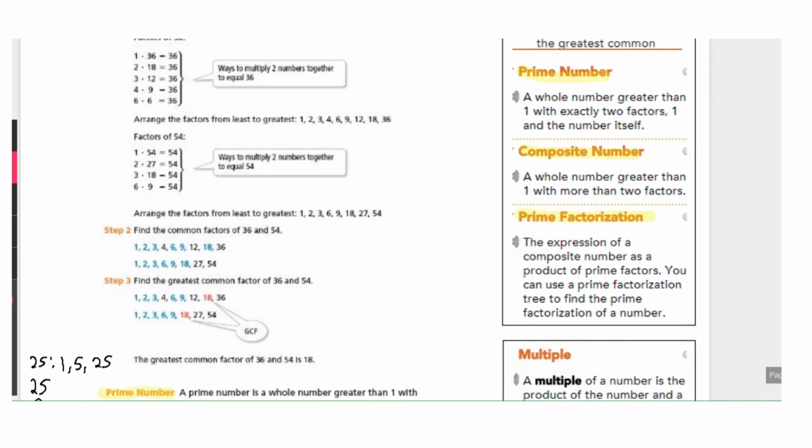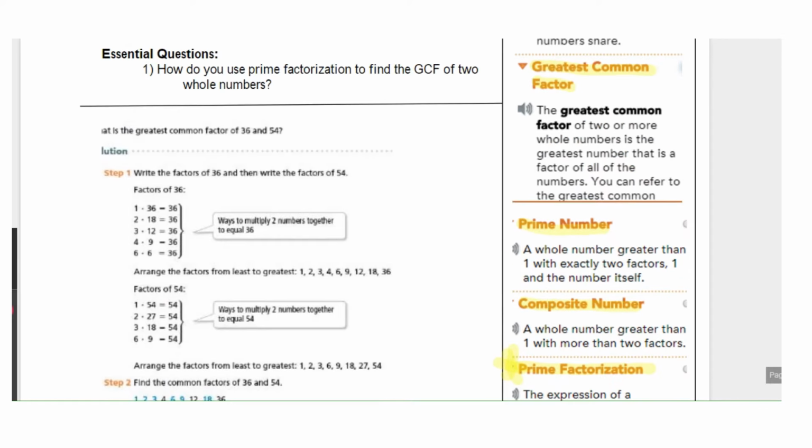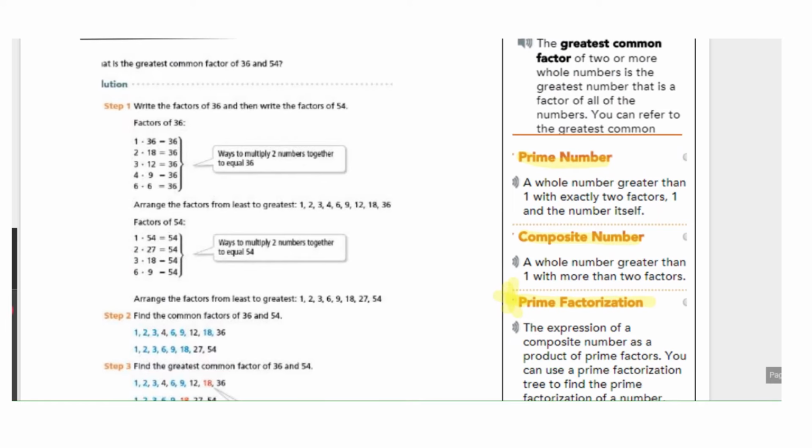You can use the prime factorization tree to find the prime factorization. This is what we're really going to focus on. Let's use this for an example. We have an example up here, the old way of finding the greatest common factor: listing out the factors, then finding the one that's greatest. A lot of people struggle with their factors, so using prime factorization is a sure way to get the answer.